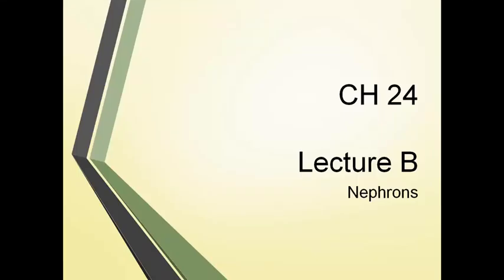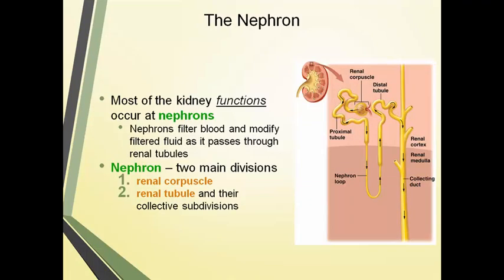In Lecture B of Chapter 24, now we're going to look at those nephrons that we mentioned before and take a closer look at those, both by anatomy and also what happens within it. So we know that the nephron is the basic structural unit within the kidneys. It's there to, of course, filter the blood.